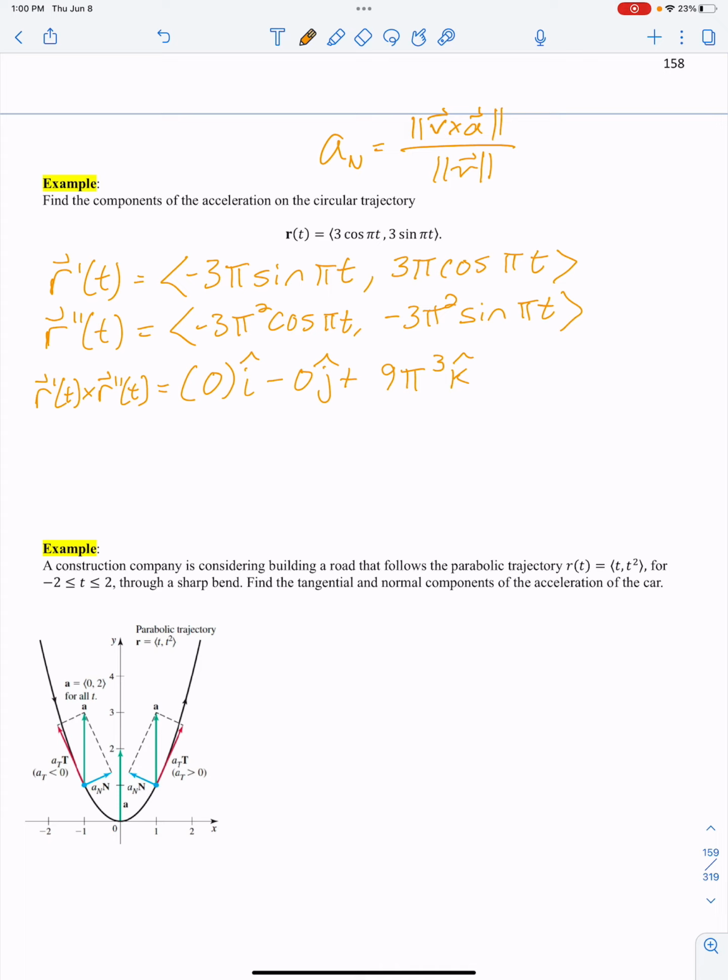I got 9 pi cubed sine squared plus 9 pi cubed cosine squared pi t. All those are the same, so we can use the Pythagorean identity to get that, right? To find the magnitude of that, the magnitude of v cross a is going to be that exact value, 9 pi cubed. And then over the magnitude of v, which was r prime, is going to be 3 pi.